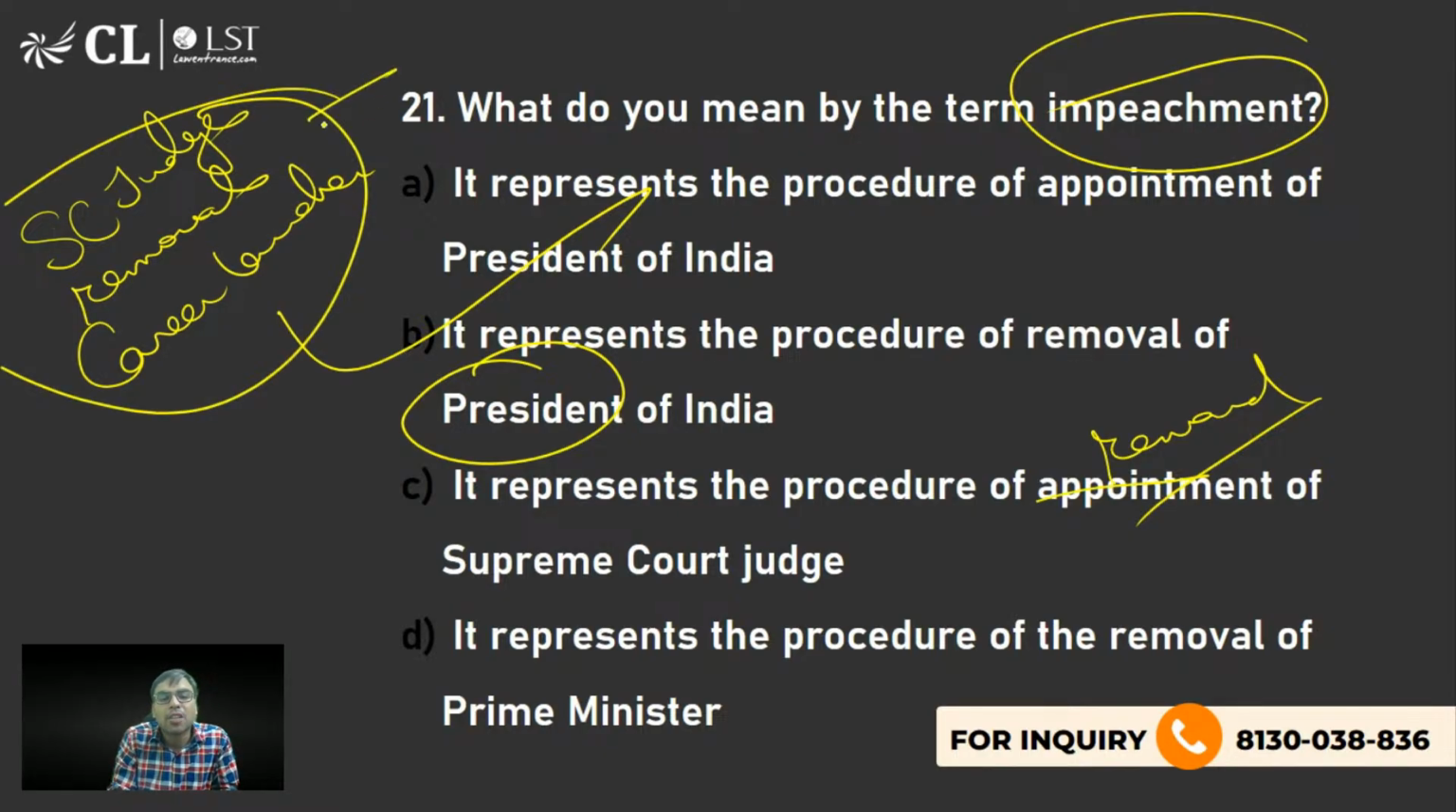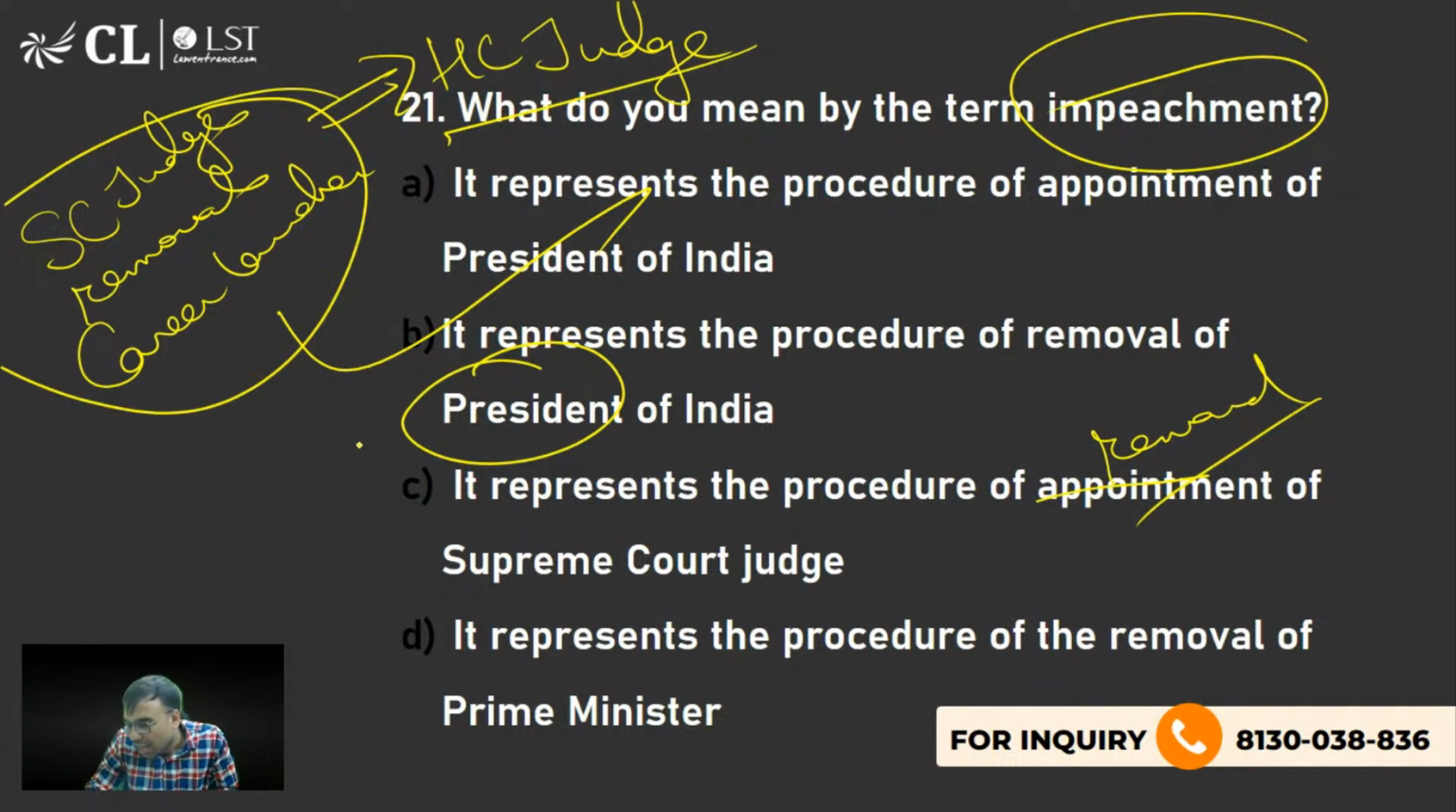Why I'm discussing it? Because the process of removal of a Supreme Court judge and a High Court judge is the same. And recently we have seen some controversy regarding Delhi High Court judge's house. We have seen that cash was found, etc. So there were news of removal of High Court judge. तो ये सब term आ रहा था अखबार में. That is what I'm discussing.